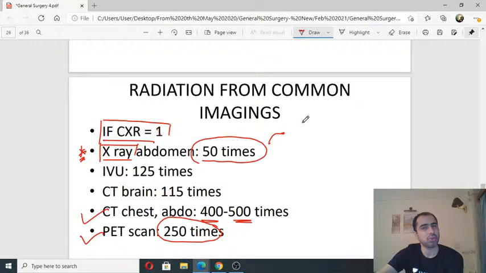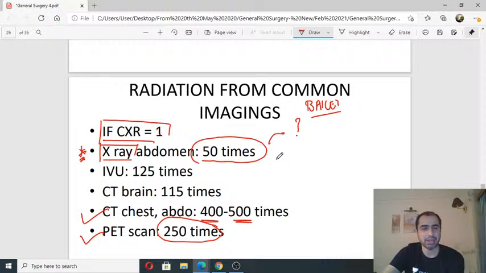Why is that? Abdomen is 50 times more than a chest X-ray. Why? Yeah, why? Anybody? These are all Bailey's numbers. None of this is my creation. It's all there in Bailey. X-ray abdomen is 50 times X-ray chest. Why?